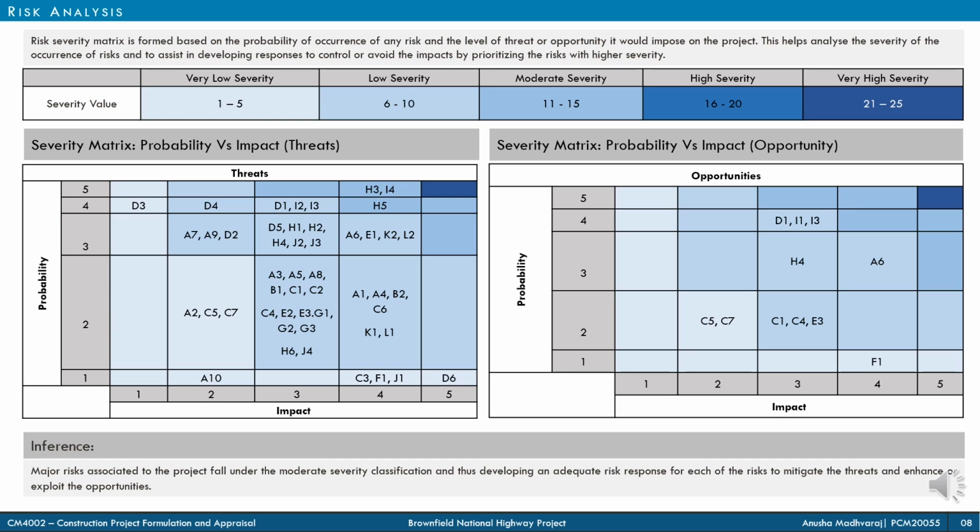It can be observed that the majority of the risks fall under moderate severity and can be mitigated by ensuring adequate responsive strategies. Similarly, for probability versus impact for opportunity, there are comparatively very few risks that would impose an opportunity, and these risks can be enhanced or exploited based on their impact for the benefit of the project.